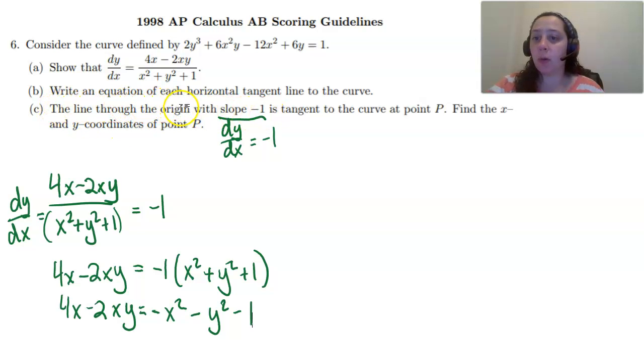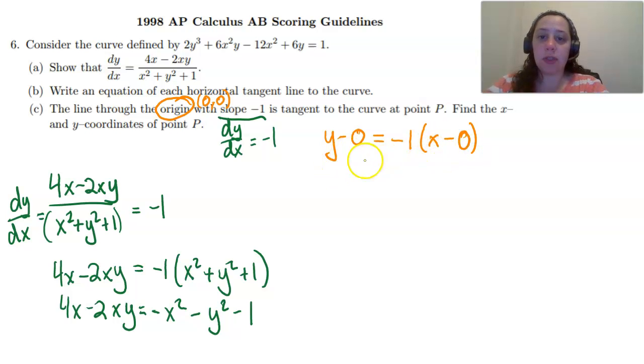The line through the origin with the slope -1 is tangent to the curve. So they tell us a point. This is 0, 0. The origin is 0, 0. So we can use our point slope form. Y minus y1, which is 0, equals m, which is -1, times x minus x1, which is also 0. So if we simplify this, we just get y equals -x. So now that we have a value for y, we can use this to solve a system of equations. We solve for one variable and plug it into the other equation.